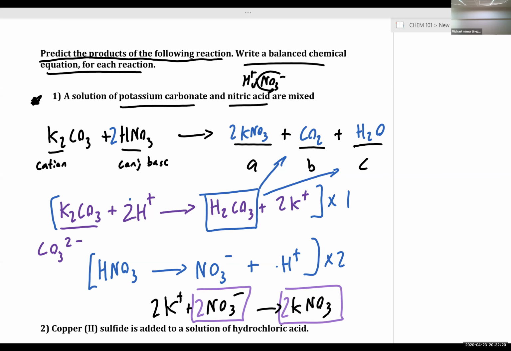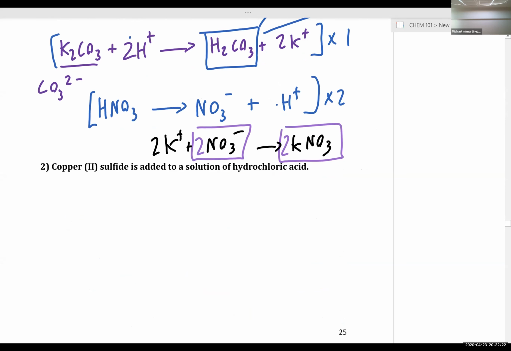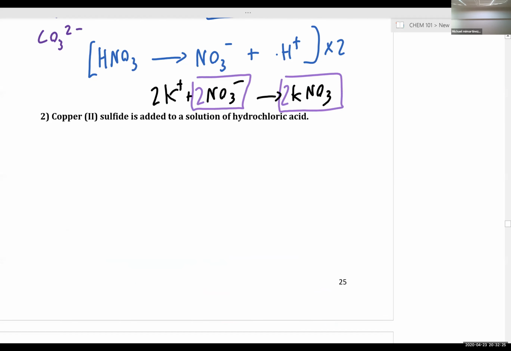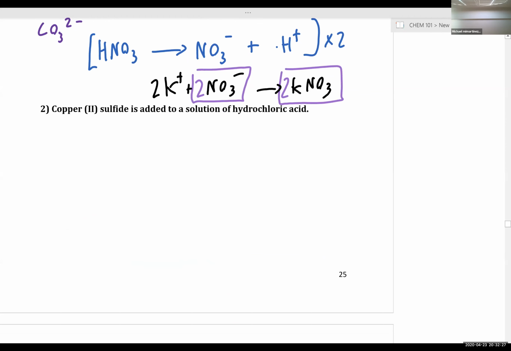Okay, let's keep going and take a look at the following example. Copper 2 sulfide is added to a solution of hydrochloric acid. So I'm going to need your help now once again. Let's try to write some formulas. For copper 2 sulfide, would someone like to tell me the formula? So this is nomenclature practice. You're going to have to develop those nomenclature skills.